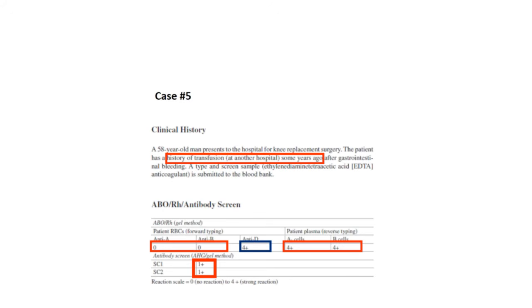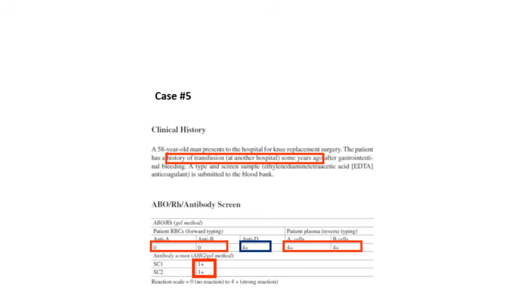Whereas in gel, we actually have polyacrylamide porous gel, which is typically lined with anti-IgG, and we add our reagent red cells and patient plasma at the top, the reactivity chamber. We then incubate and drive the reactants through the gel through centrifugation. And if they get caught up in the gel, we have a positive reaction.